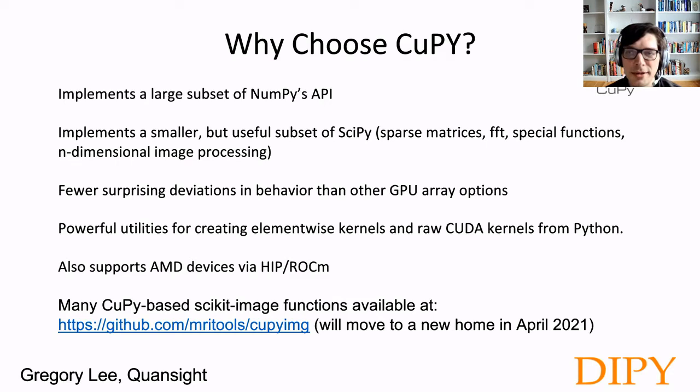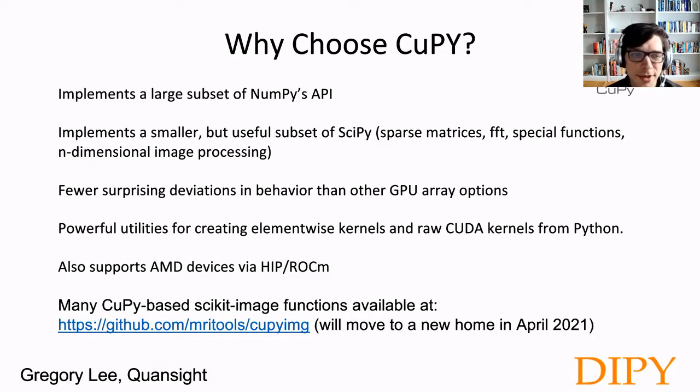So why are we looking at CuPy specifically? One of the biggest advantages is it really closely follows the NumPy API, so pretty much the same way you would create arrays in NumPy or call various functions in NumPy. They use the same names, same arguments, and so forth. It just runs on the GPU instead of the CPU. It also has a smaller but useful subset of SciPy for things like sparse matrices, FFTs, special functions, and some of the n-dimensional image processing.